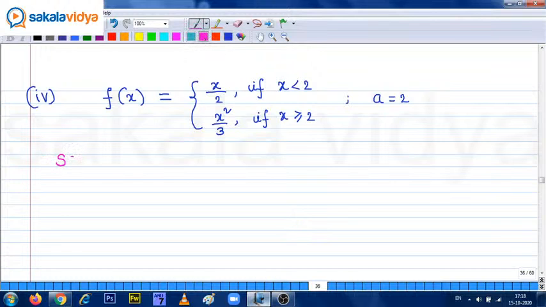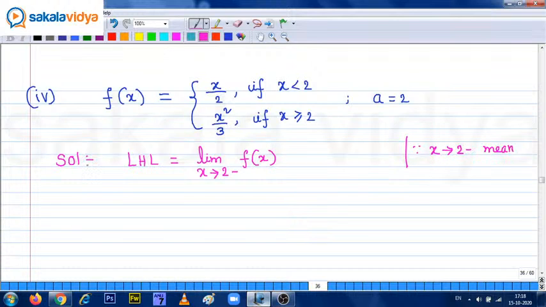Now the solution. First let us find out LHL. LHL means limit x tends to 2 minus f of x. So x tends to 2 minus means x less than 2. So x less than 2 means the function is x upon 2.